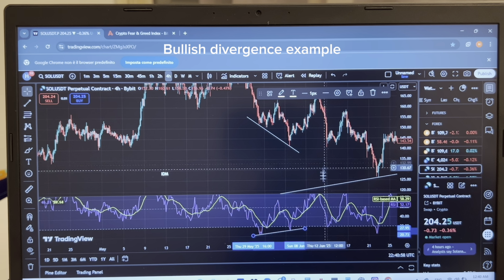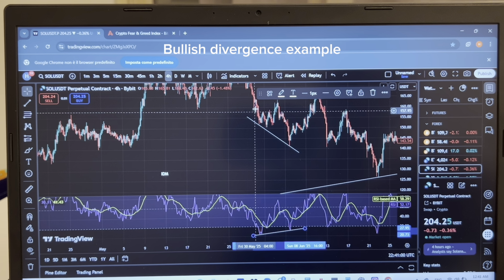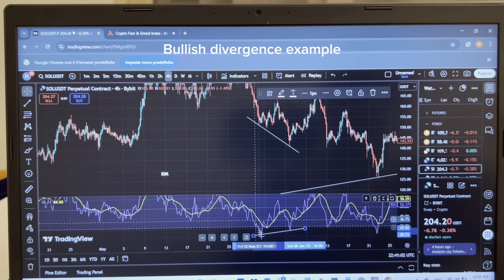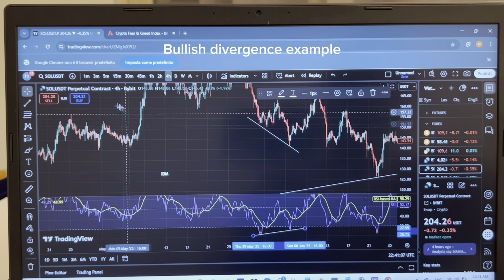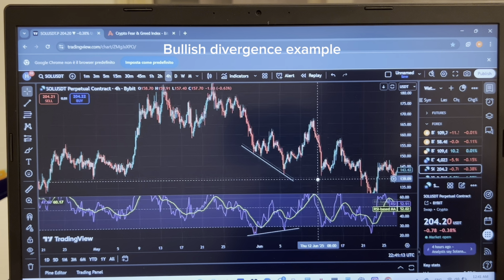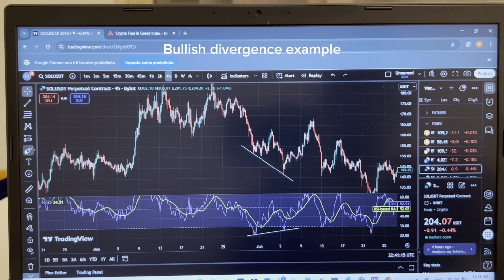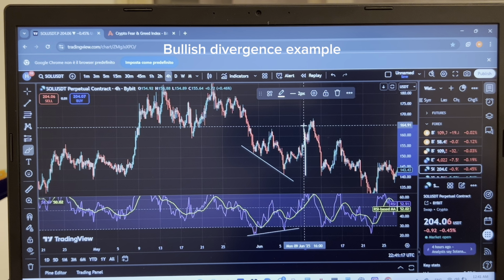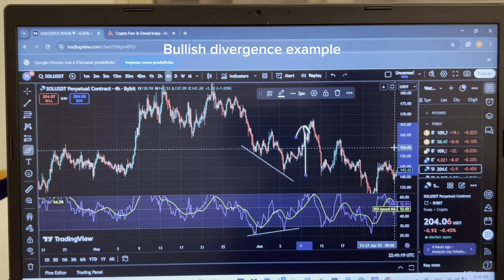I hope that you guys can actually see the difference. This is making lower lows and this is not. This is making higher lows. So because of that, it respected the RSI's movement. It went up. Just like that.